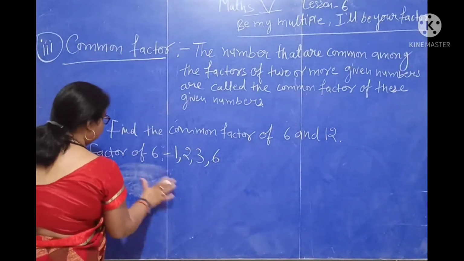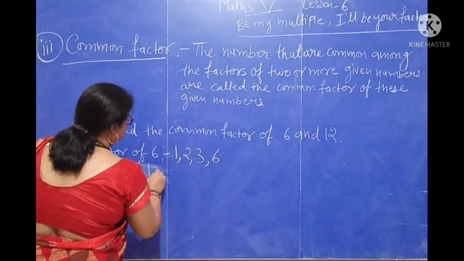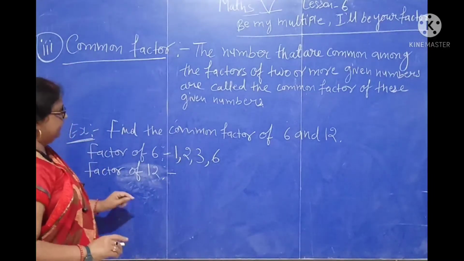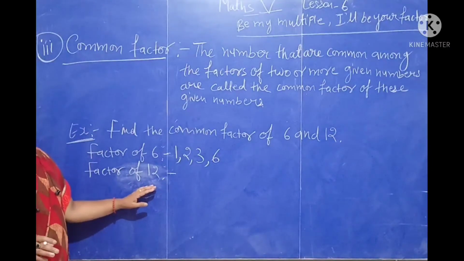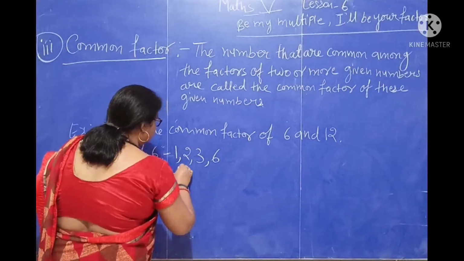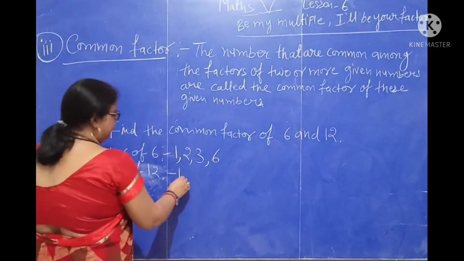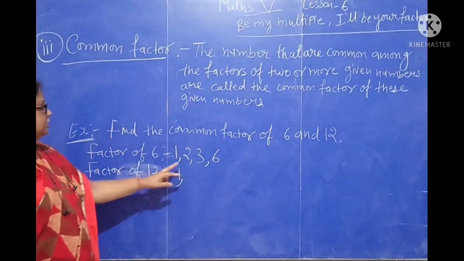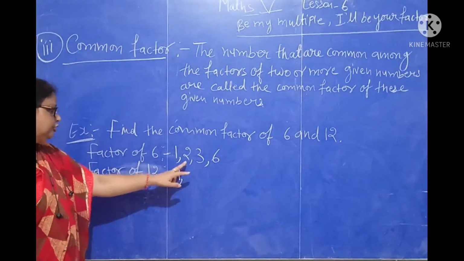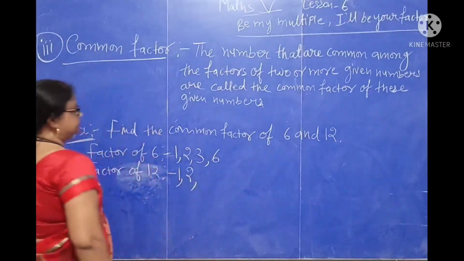Now we will find the factors of 12. Which number can divide 12 exactly without leaving any remainder? 1 can divide 12 exactly without leaving any remainder. So 1 is a factor of 12. 2 can also divide 12 exactly without leaving any remainder. So 2 times 6 is 12. So 2 is a factor of 12.